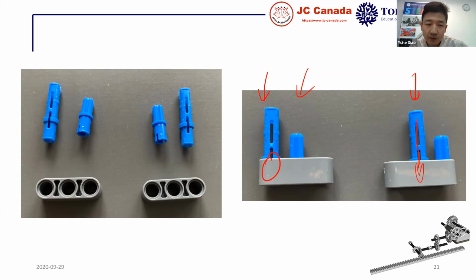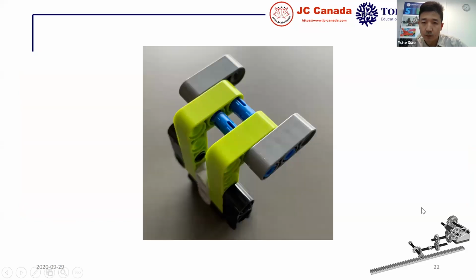Now let's see what's next. Pay attention to this. We just put these two to the green beam. So actually here we have 2 blue pins, right? One is from this side, the other one is from the other side. But for each one we have 2 connection points, right?